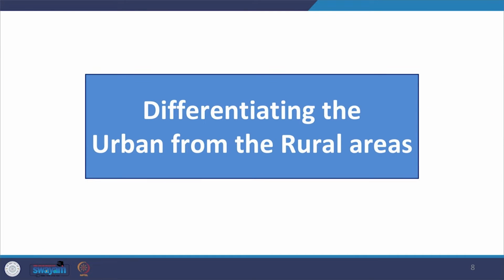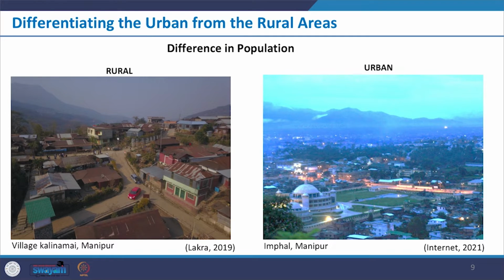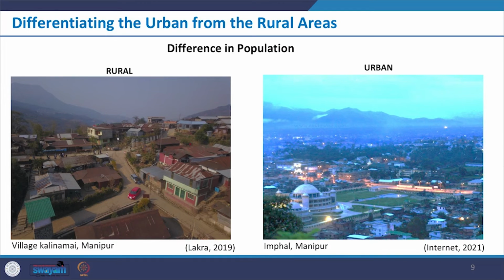Coming to the first segment, where we look at how urban areas are different from the rural areas. In these two pictures, we see the major difference, what we have experienced, all of us either live in the rural area or live in the urban area. The major difference we see is that there are fewer people in the rural area, whereas we see a large population in the urban area. So these two pictures show you the contrast between the rural and the urban areas.